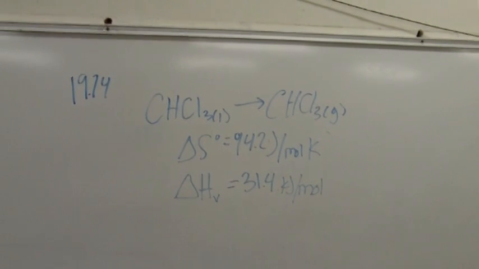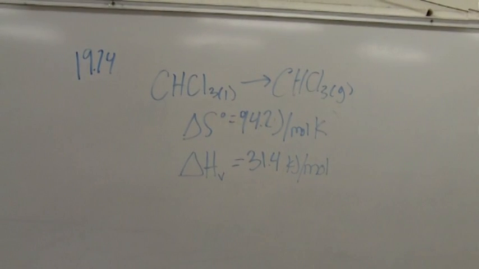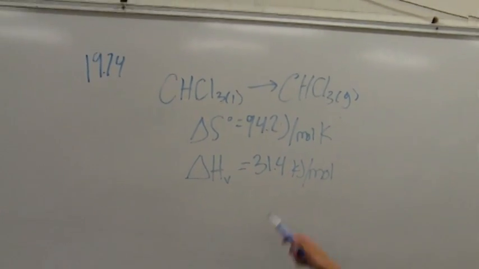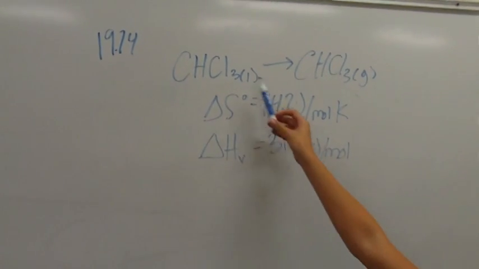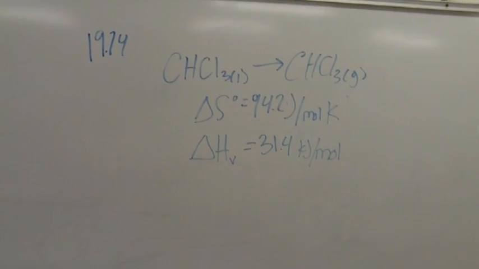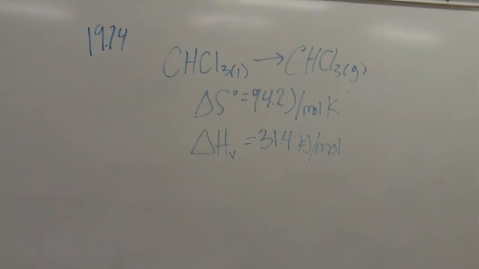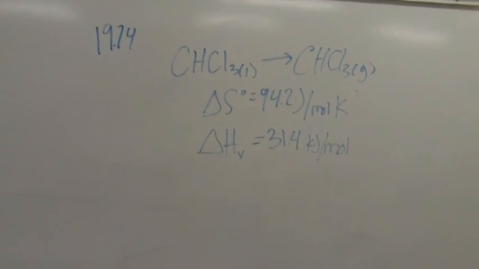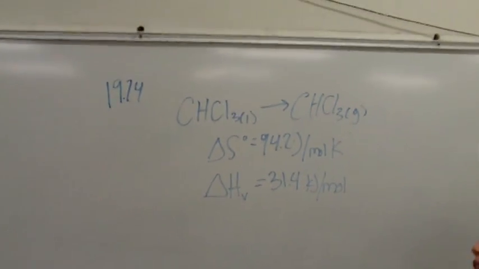Okay, this is 19.74. It says chloroform, formerly used as an anesthetic and now believed to be a carcinogen, has a heat of vaporization of 31.4, shown here. And the change from liquid to gas has a change in entropy, shown here, 94.2. At what temperature do we expect chloroform to boil? As in, at what temperature will liquid and vapor be in equilibrium at 1 atmospheric pressure?